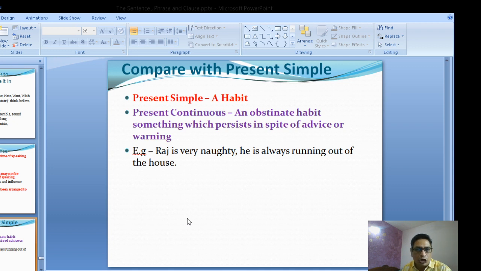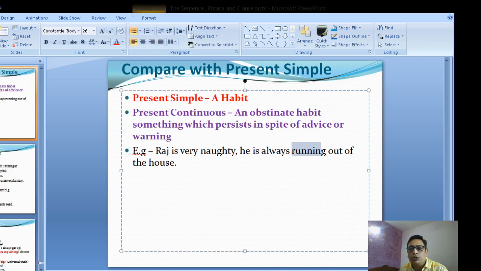But when we talk about a habit which persists despite warnings, despite advice, and still is not changing, we can use the progressive form of the habit as well. Present simple tense we use for a normal habit, but in present continuous tense we can also use a habit when it's a very obstinate habit, one that is stubborn and does not change despite warning and advice. For example, Raj is very naughty. He is always running out of the house. So see, running out of the house.